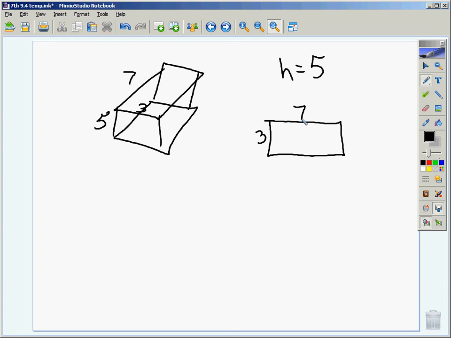Are we good? Yes, sir. So what are you going to work on for homework? The worksheet. And there's what? 6 total questions.